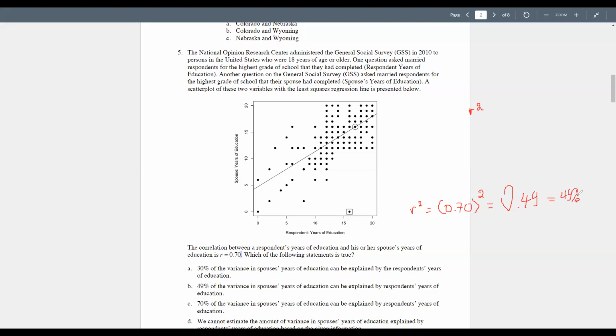The only 49% I have here is this one right here, on B. It means that 49% of the variance in spouse years of education can be explained by the responding years of education. So I don't have to do too much. I know this is a long essay I'm supposed to be reading. I didn't even take the time to read all of the text on top. As you can see, some of them are very easy. If you make it hard, it becomes hard for you. If you keep it simple, it's simple.